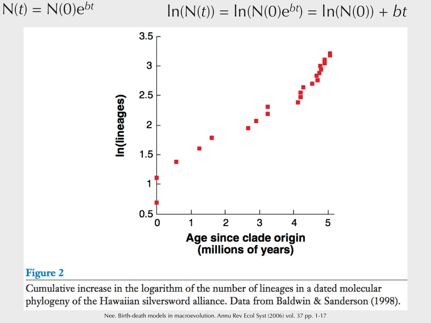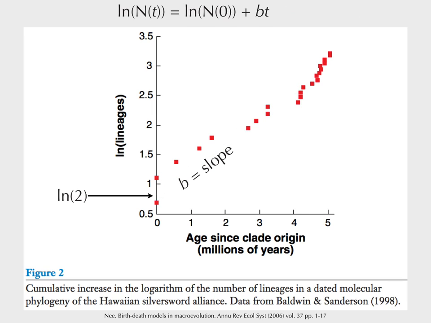And so you can take our equation and plug and chug, and fit a line. On that line, B is the slope, and the starting number of species is 2. You get age from crown group age, so when the group first diversifies. Right. So we have this.